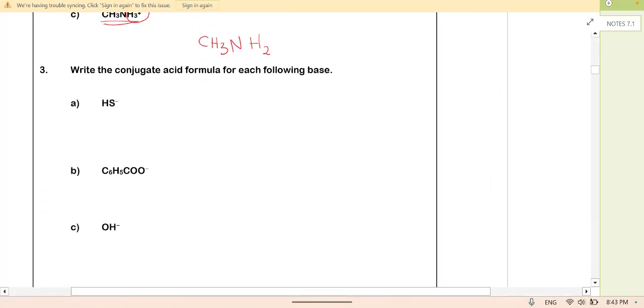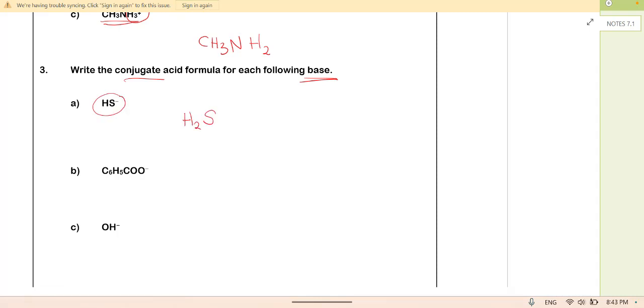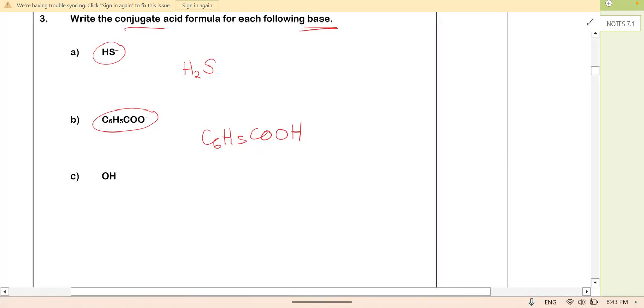Write the conjugate acid formula for each of the following bases. A base is anything that accepts H+. This one accepts H+, becoming this one, which is the conjugate acid. This one accepts H+, so this is the conjugate acid. OH- accepts H+, so the conjugate acid will be water.